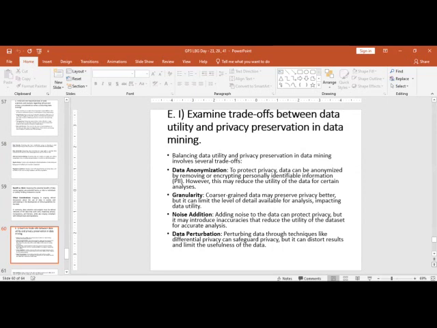Granularity. Coarse-grained data may preserve privacy better, but it can limit the level of detail available for analysis, impacting data utility. This means data files that are so summarized preserve privacy better, but can limit the level of detail. Noise addition: adding noise to the data can protect privacy.